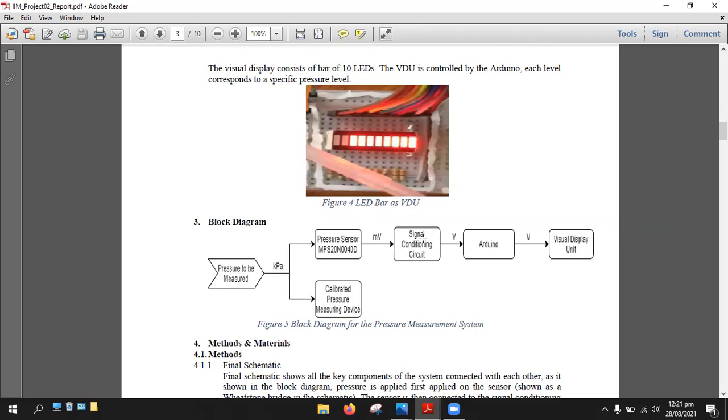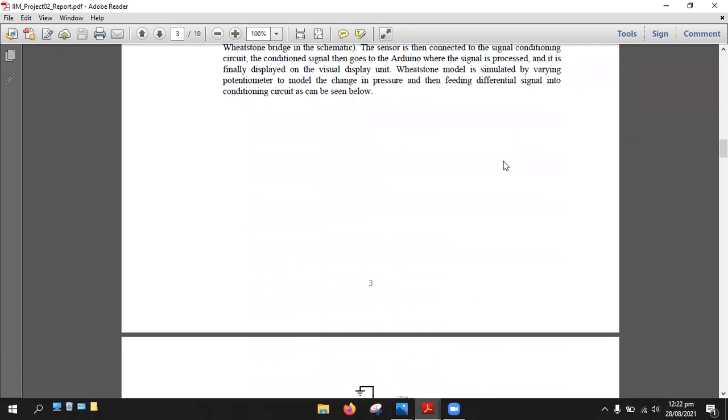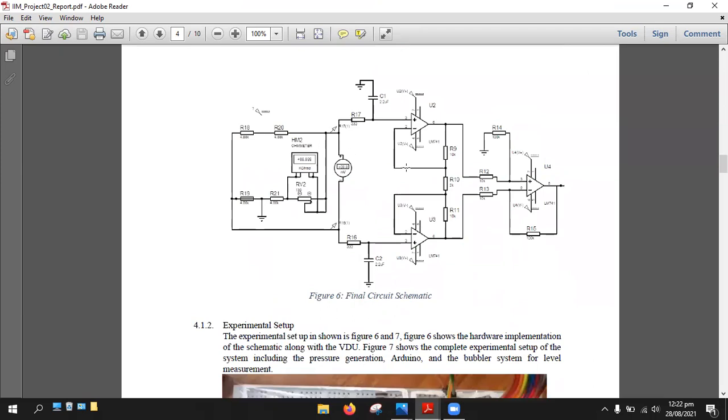Which is then passed to the instrumentation amplifier for signal conditioning purposes and amplification, and then that is passed into the Arduino for signal processing, which is then passed on to the visual display unit, which is basically this LED bar right here.